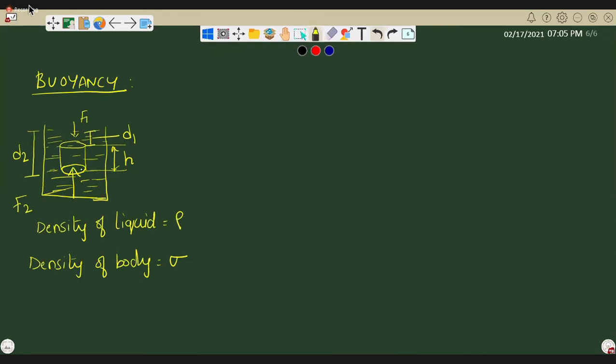If the resultant force on this body is greater at the bottom, then the body will float. If F1 is greater than F2, then the body tries to go inside. Apart from being affected by the liquid, the density of the body also plays an important role. So first of all, we'll just see what buoyant force is.